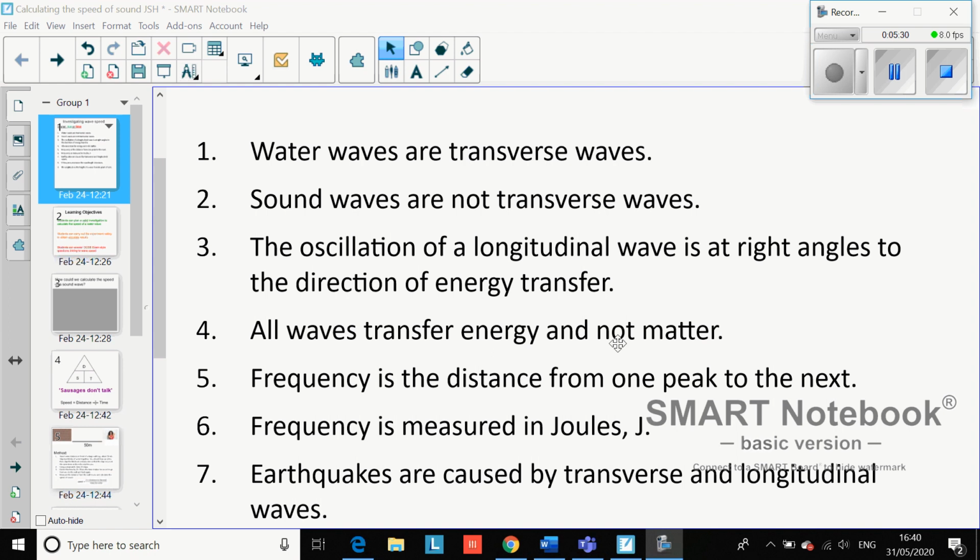All waves transfer energy and not matter. That is true. Okay, so you could say simply, no matter is transferred from one place to another, but energy is. That'd be your reason. Frequency is the distance from one peak to the next peak. That would be false, because wavelength is the distance from one peak to the next.